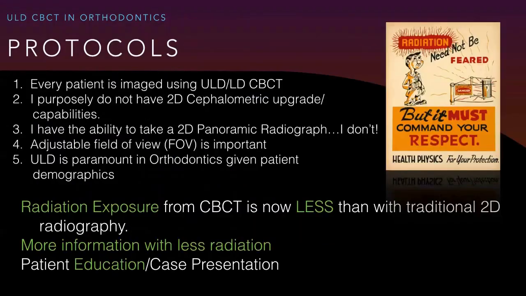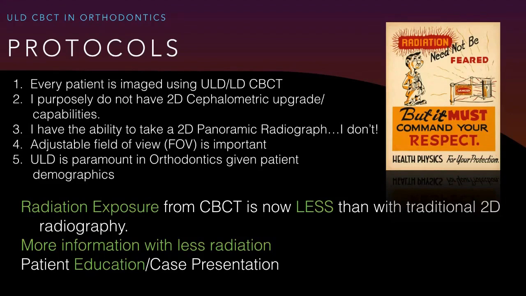So let me tell you how I use CBCT in my office. Every patient is imaged using the ultra-low-dose, low-dose setting. I purposely don't have a 2D ceph arm on it because I can render a ceph from that 3D volume. I have the ability to take a 2D pan, but I don't. I actually ran the numbers the other day. I've taken thousands of CBCTs. I've taken less than 30 2D images on my machine.